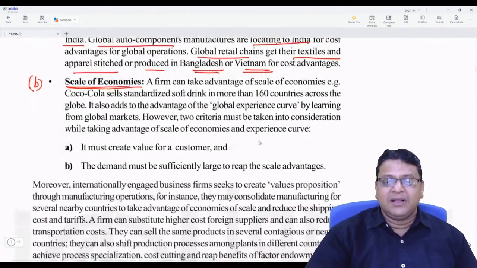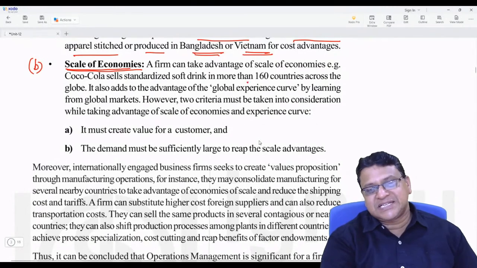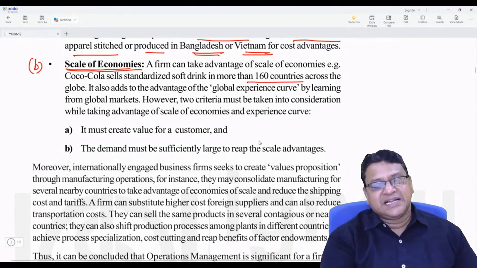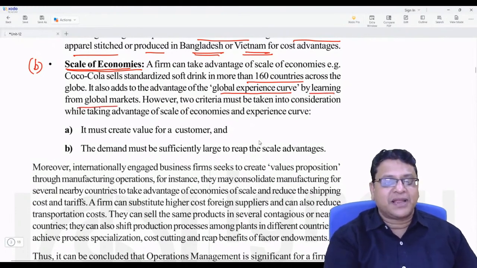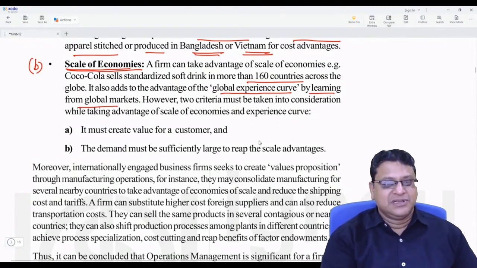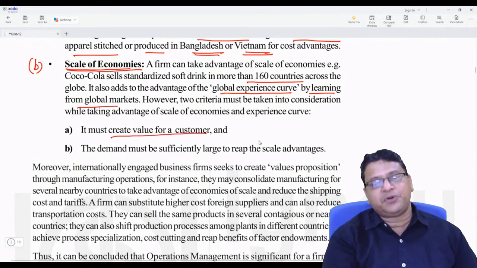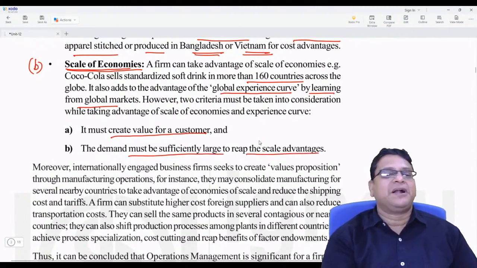Like Coca-Cola produces its product for 160 countries, and it gets the benefit of global experience, that is learning from the global market, and they scale their operations. The scaling of operation must create value for the customer, and the demand must be sufficiently large to reap the scale advantages.